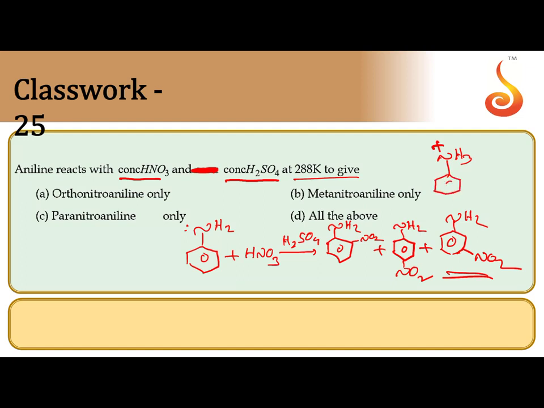Because of strong acidic mixture, NH2, since it is Lewis base, it takes H plus from acidic mixture and forms NH3 plus. NH3 plus is withdrawing group and acts as meta directing group. That is the reason we can get the mixture of 3: orthonitroaniline, paranitroaniline and metanitroaniline. So correct answer, now orthonitro, metanitro, paranitro. That's why answer is D.